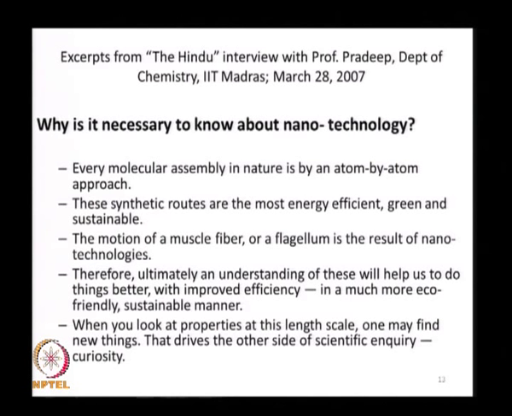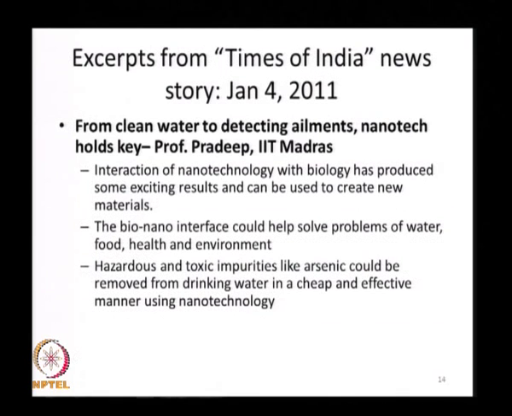Therefore, ultimately an understanding of these will help us do things better with improved efficiency in a more eco-friendly and sustainable manner. Also, when you look at properties at the nanoscale, there are many new things to find, to discover. So, our spirit of scientific inquiry is also kindled. Our curiosity is another thing that makes nano very attractive as an area to work in.